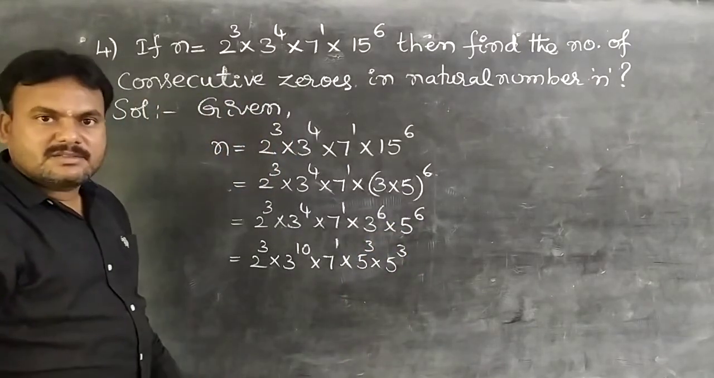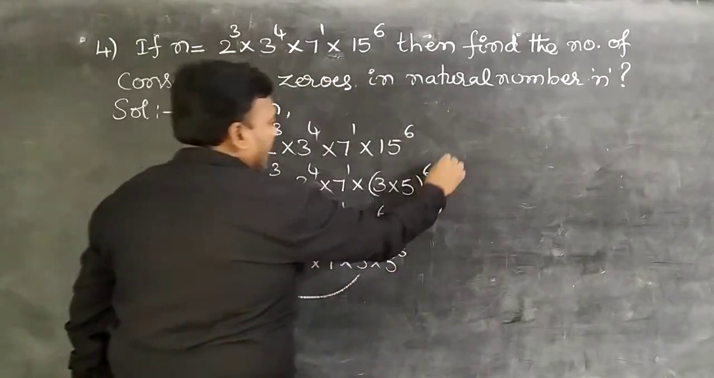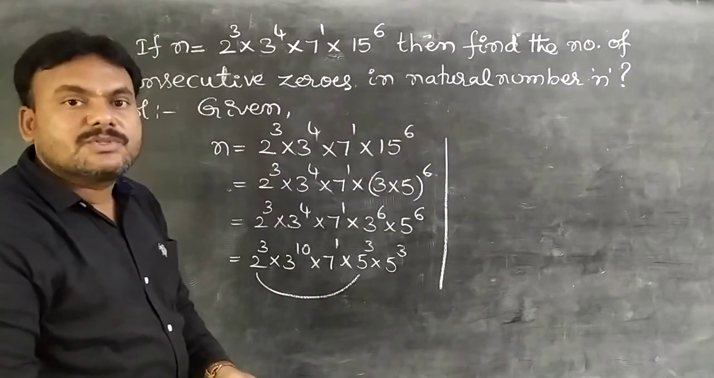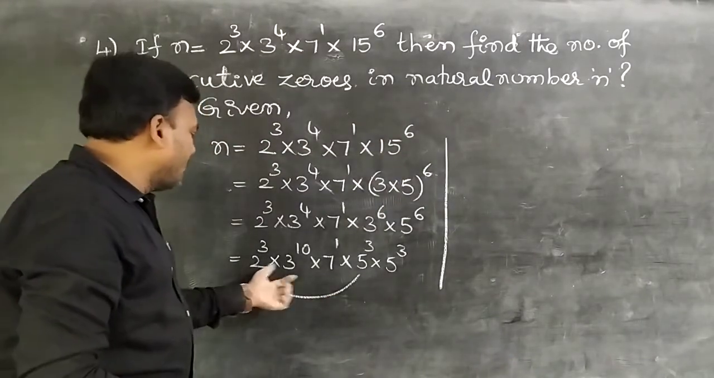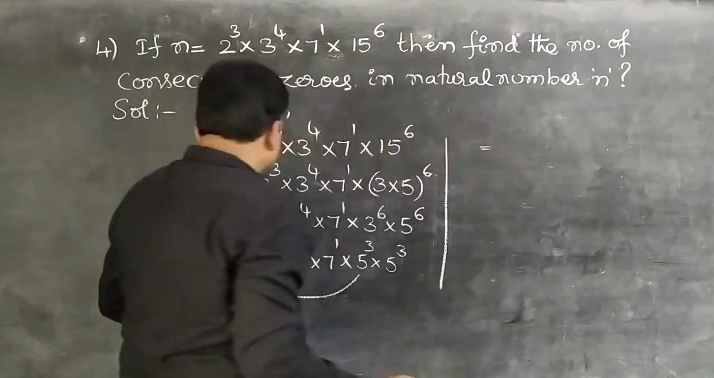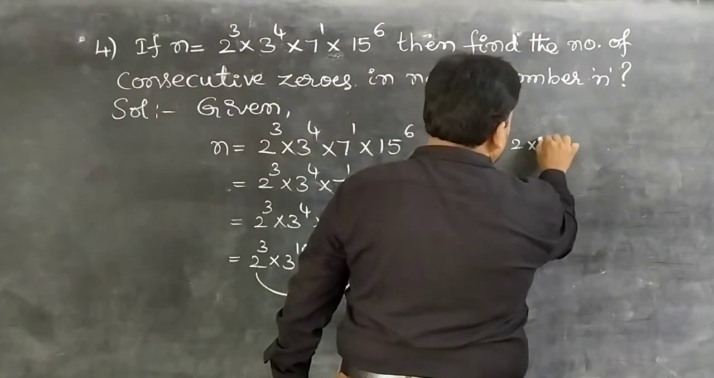Isn't it so? Okay. Right. Next one. Observe these two values, students. Why? Because we find consecutive zeros. That's why both are clubbed, students. So that implies here 2 cube, here also 5 cube. That means we can express 2 into 5 whole cube.